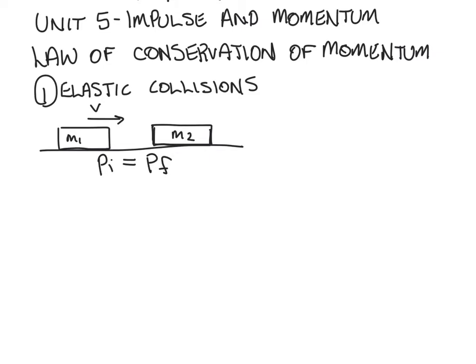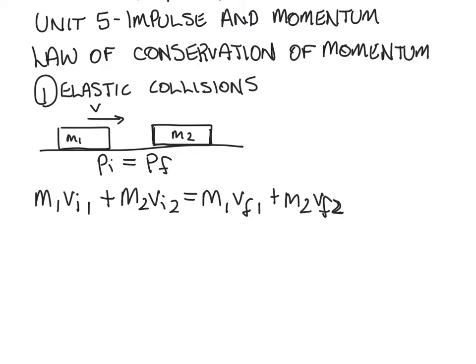We derive initial momentum is equal to final momentum, but then expand it out and relate it specifically to elastic collisions. I know that equation looks long, but it's pretty easy and simple. Mass 1, initial velocity 1, plus mass 2, initial velocity 2, is equal to mass 1, final velocity 1, plus mass 2, final velocity 2. Pay close attention to your negative signs for your velocity values. In this particular diagram, if you're moving rightward, you would be positive, and if you're moving leftward, you would be negative.